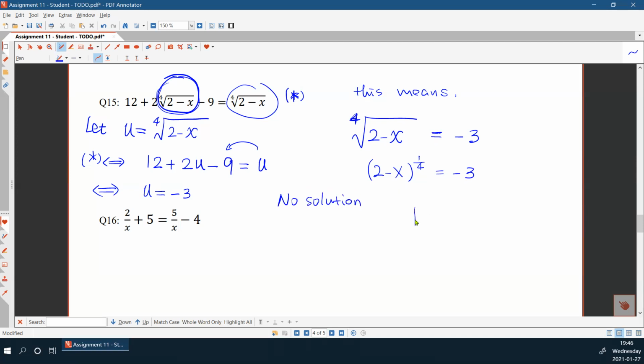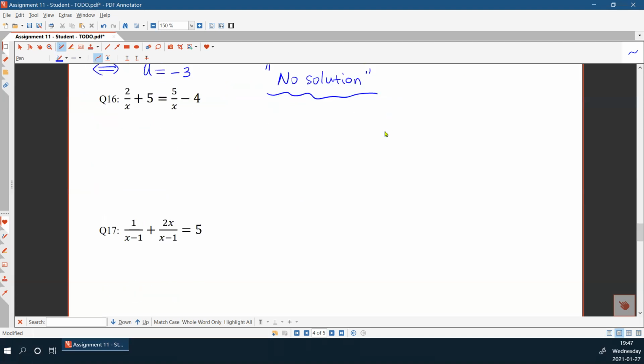Why? Because when you have a number here raised to the 1/4 power, this is always above zero. It cannot be negative, right? Do you understand? Any questions? Okay, so the final result is no solution. Any questions? No? Okay, let's see the next one.